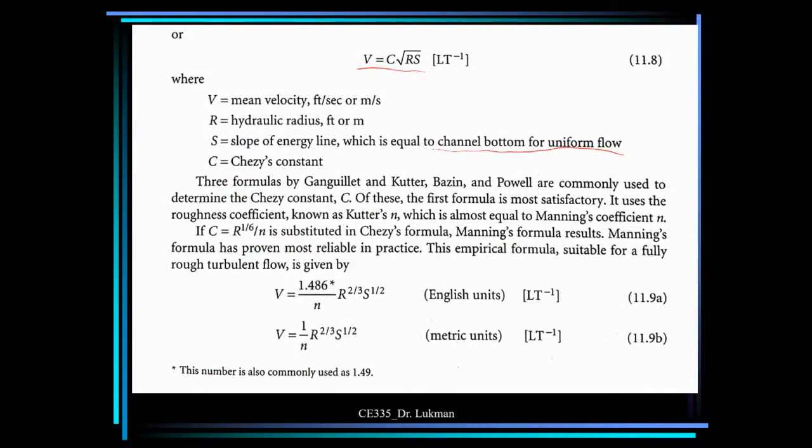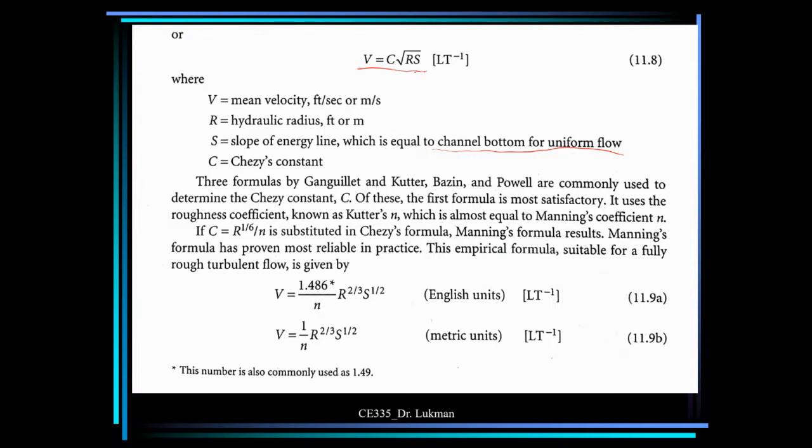So three formulas. Now we move to the Manning's equation. Three formulas by Ganguillet and Kutter are commonly used to determine the Chezy constant. One of these, the first formula, is most satisfactory. It uses roughness coefficient n, which is almost equal to the Manning's coefficient.